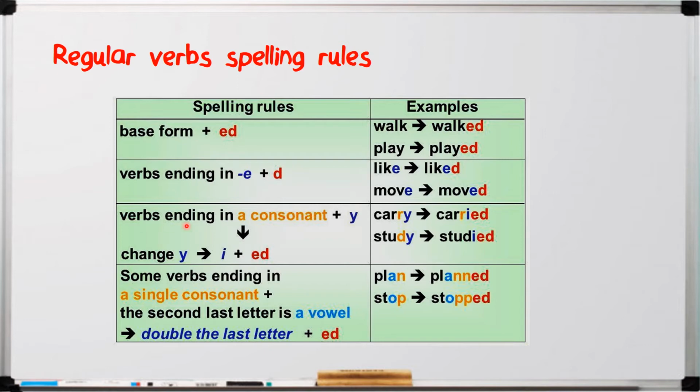But for those verbs that end in a consonant plus y, like in the case of carry and study, I change the y for an i, and I will say carried and studied. Some verbs also end in a single consonant, and the second last letter is a vowel, like in the case of plan and stop. I'm going to double the last consonant and add ed, sorry. So I have plan, planned, and stop, stopped.